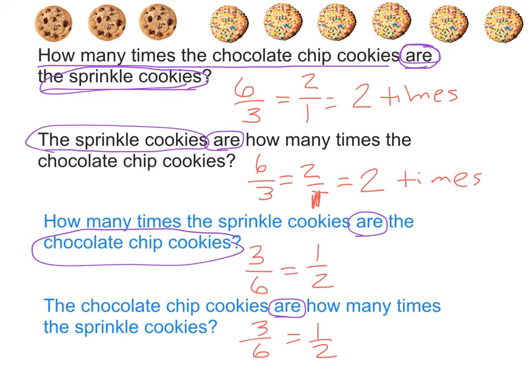So you got to kind of think about, if the number I'm looking for that's by itself is bigger, my number's got to be bigger than 1. If the one I'm looking for is less than the other one, my number's got to be smaller, so the small number's got to be on top. It's going to be less than 1.